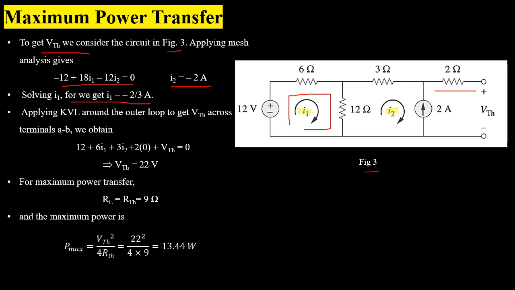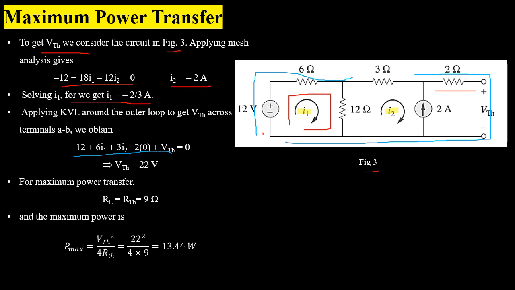Now for the value of Thevenin voltage, we will apply KVL to the outer loop, which will give us the equation -12 plus 6 I1 plus 3 I2 plus 2 into 0 plus VTh equal to 0. And this will result in a Thevenin voltage of 22 volts.